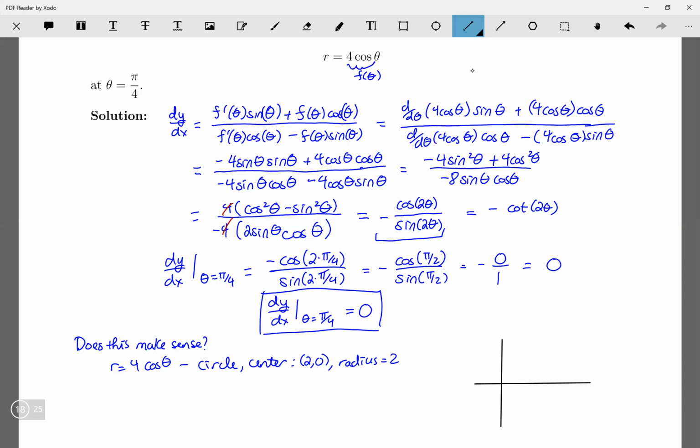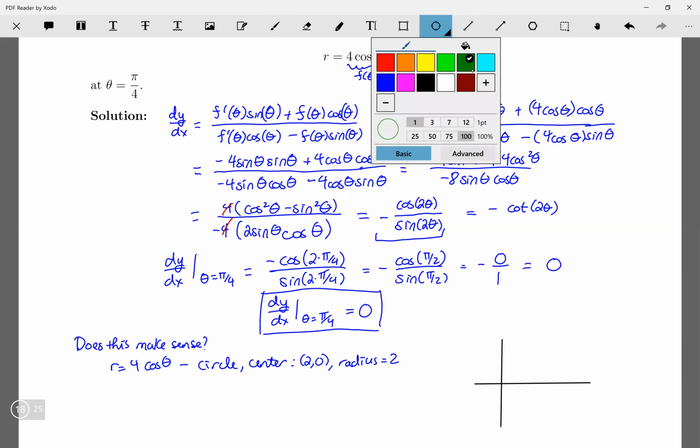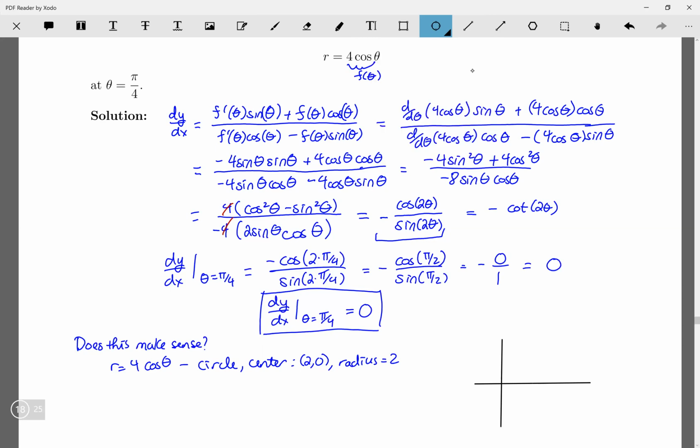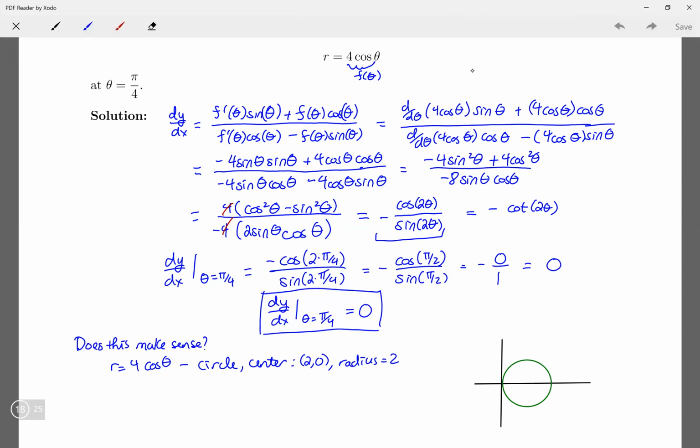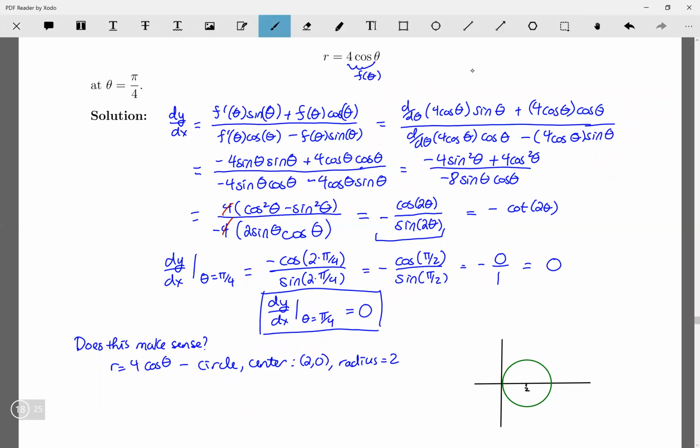What does my circle look like? Let's make a pretty circle. Okay, so that's a circle centered at 2, 0 of radius 2. Just to make sure that we all agree that that's 2, that's 2 right there.